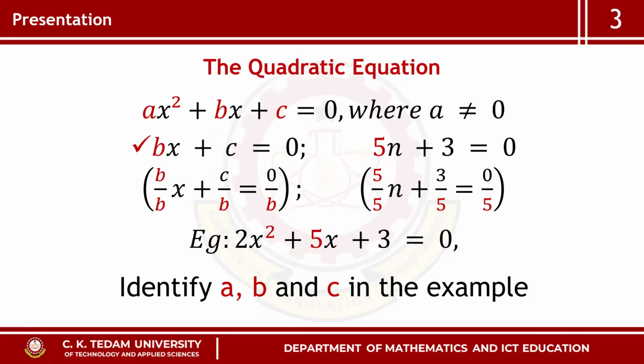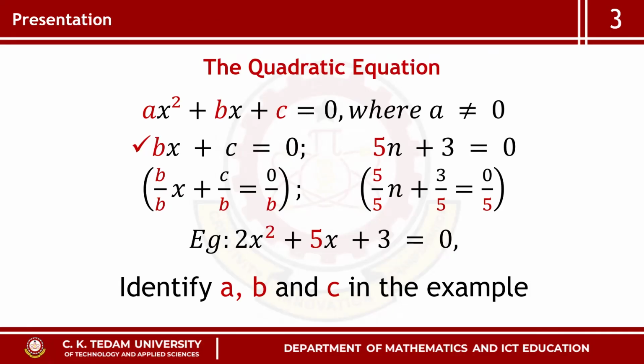Now b is the coefficient of x, and this x is not a quadratic x. And c there is our constant term.